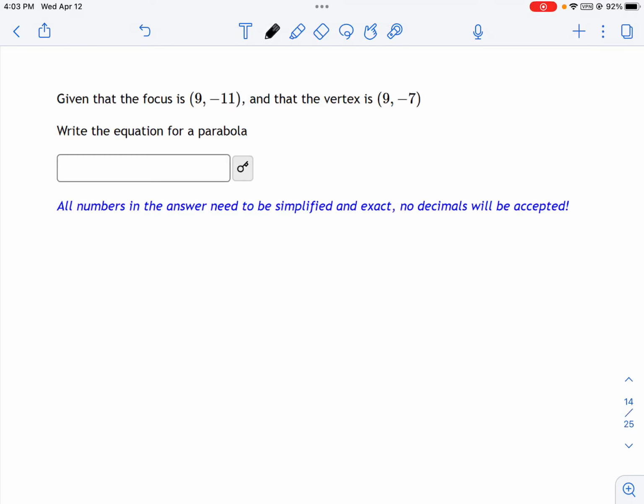Hello and welcome. So, given that we have a focus at (9, -11) and (9, -7), write the equation for a parabola.